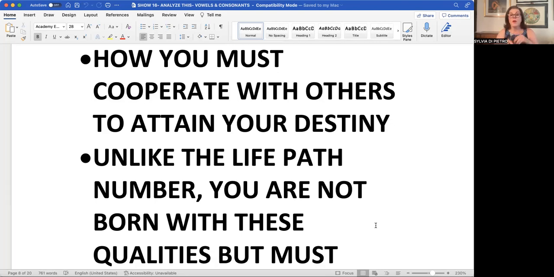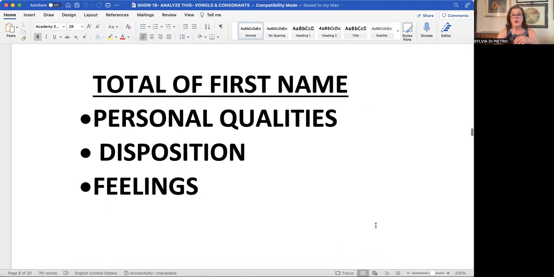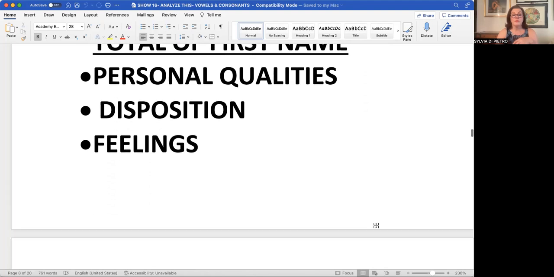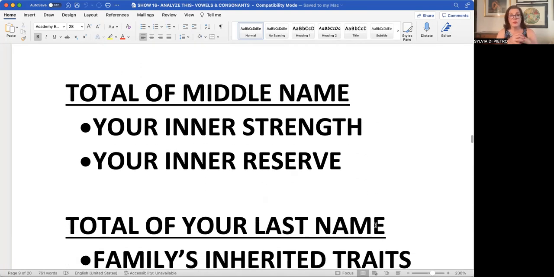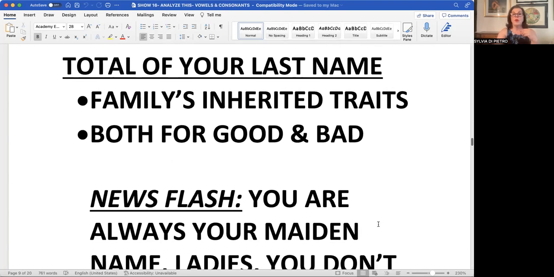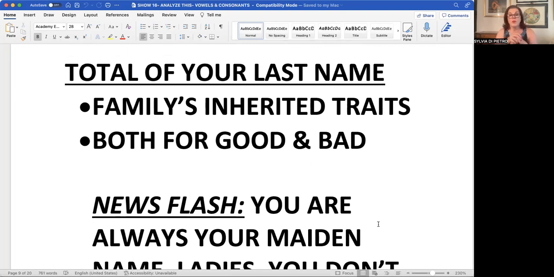Unlike the life path number, you are not born with the vibrations and the qualities in your expression. These qualities you must develop in order to be successful. So the total of the first name consists of your personal qualities, your disposition, and your feelings. The traits and your personal attitudes. The total of your middle name, if you have it, is more emotional in nature. It consists of your inner strength, your inner reserve, what you've got emotionally inside. The total of your last name possesses those inherited characteristics that are part of your last name.